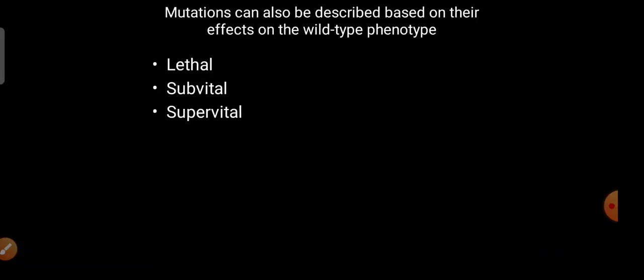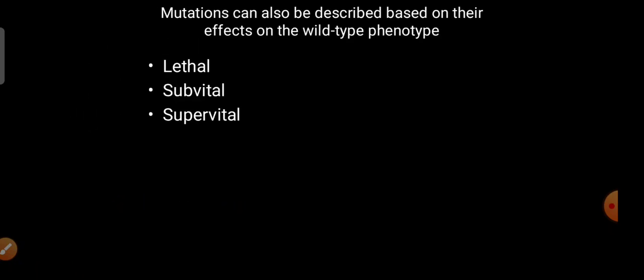Now, mutations are variously classified. There are different types of mutation. Depending upon the effect of mutation on the phenotype of an organism, the external features of an organism, mutations are classified as lethal mutations, subvital mutations and supervital mutations. What are lethal mutations? They lead to the death of the organism or cell in which they take place.